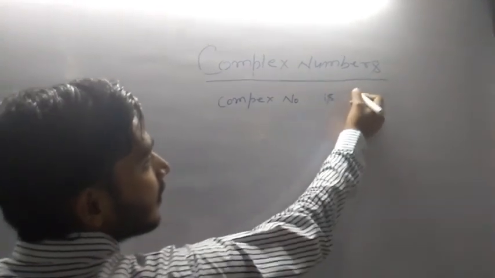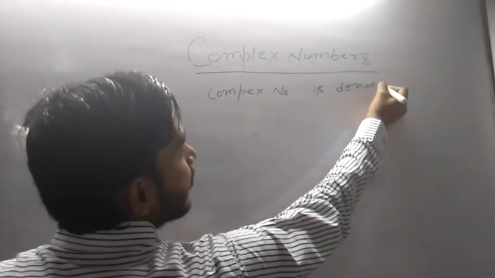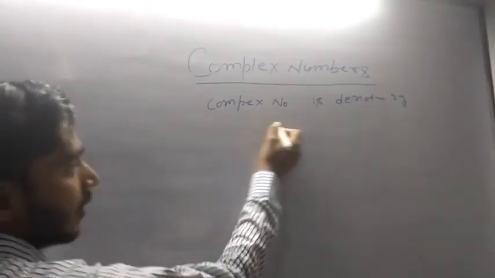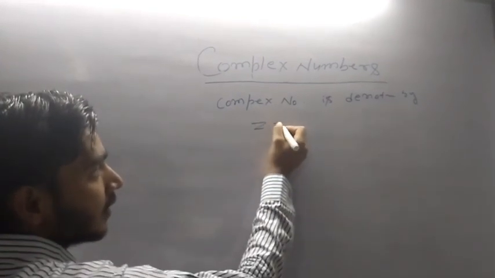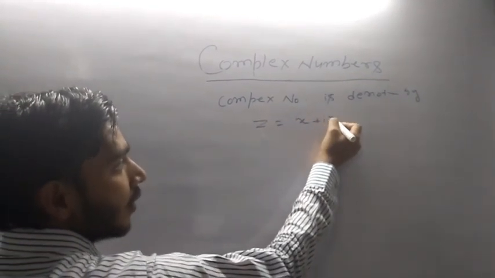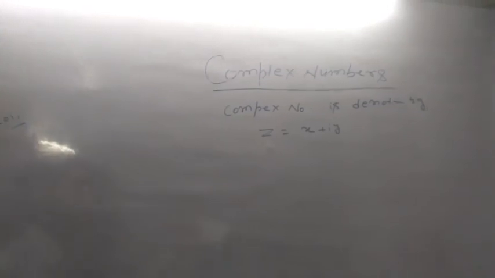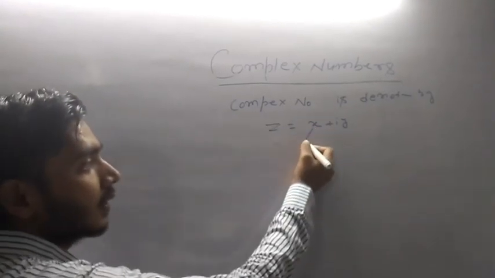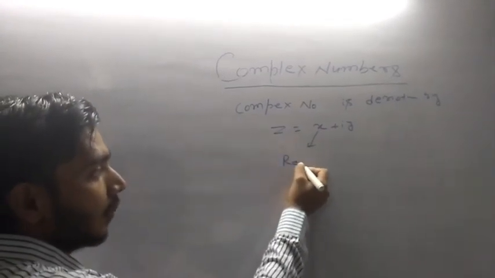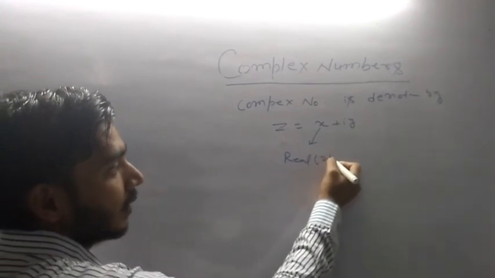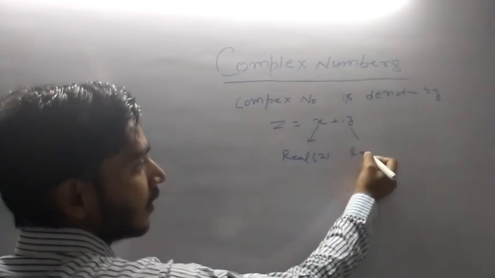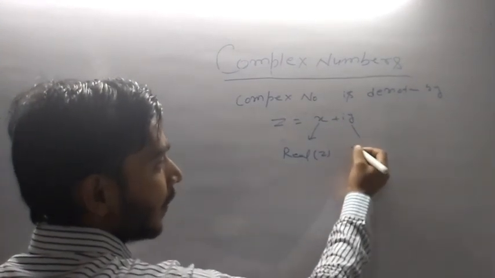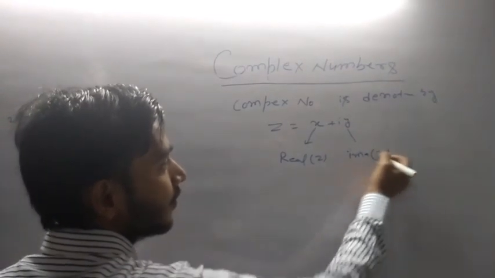A complex number is denoted by z equal to x plus iota y. Here x is known as the real part of z and y is known as the imaginary part of z.